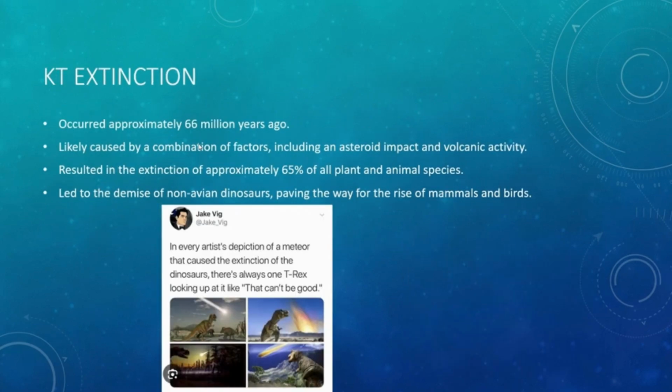The K-T extinction occurred approximately 66 million years ago. It was likely caused by a combination of factors including an asteroid impact and volcanic activity, and resulted in the extinction of approximately 65% of all plant and animal species. It led to the demise of non-avian dinosaurs, paving the way for the rise of mammals.